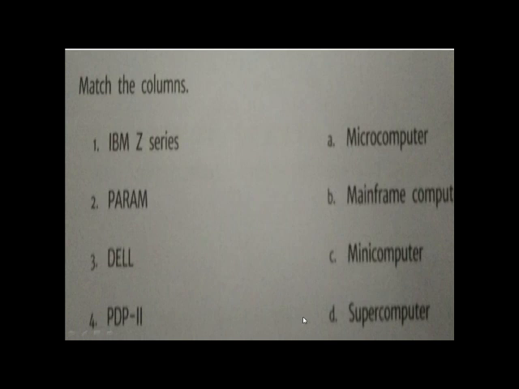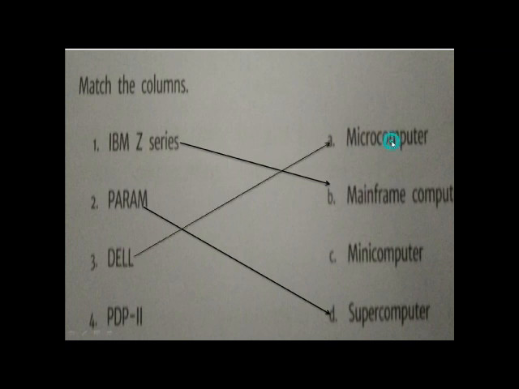It is on page number 10. Match the columns. IBM Z series is an example of, yes, mainframe computers. Second option, Param 8000, it is a supercomputer developed in India. And then Dell is a manufacturer of microcomputers. Next, PDP-11 is an example of a minicomputer.